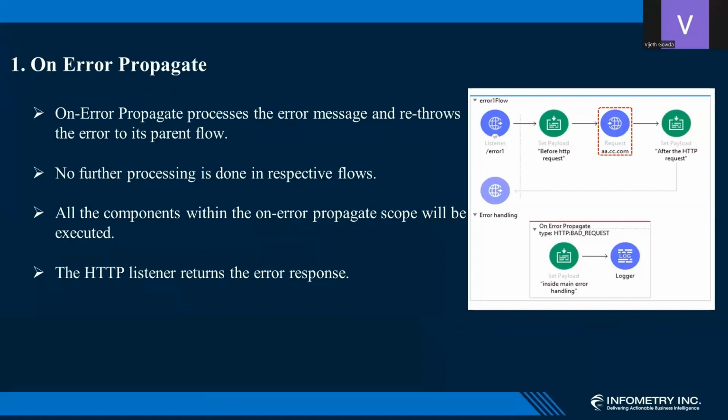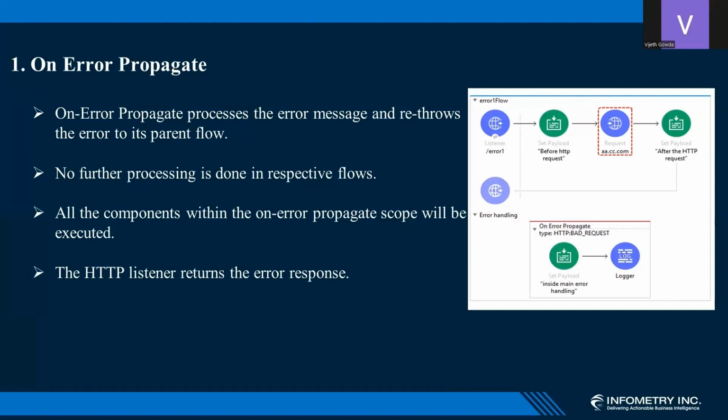For example, if any error occurs in this case, you can see there is a flow and we are connecting to a third-party application. That is causing the error. Since we are handling that error using on error propagate, whatever we define within the on error propagate will get executed. But once it comes out of the on error propagate, it will throw the error back to the user with a 500 status code and an appropriate error message.